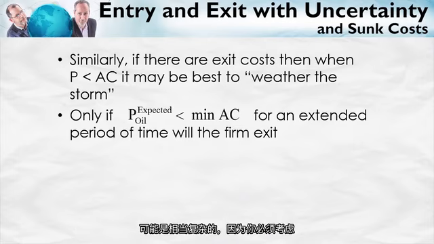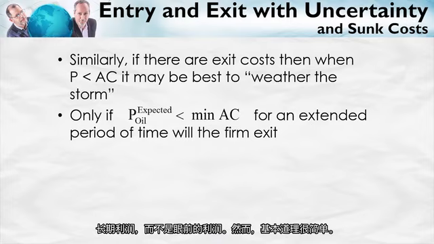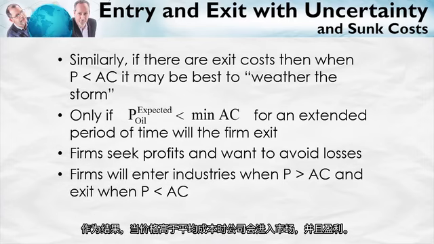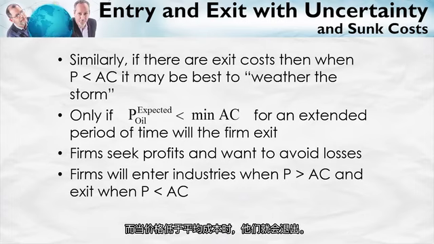So entry and exit can be quite complicated because you've got to be thinking about the lifetime profits, not just your immediate profits. However, the bottom line is pretty simple. Firms seek profits and they want to avoid losses. As a result, firms will enter industries when the price is above the average cost and they can make a profit, and they will exit when the price is below the average cost.